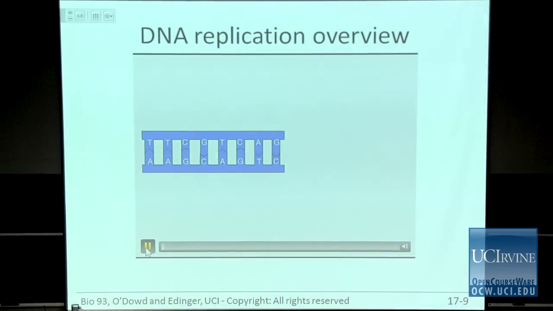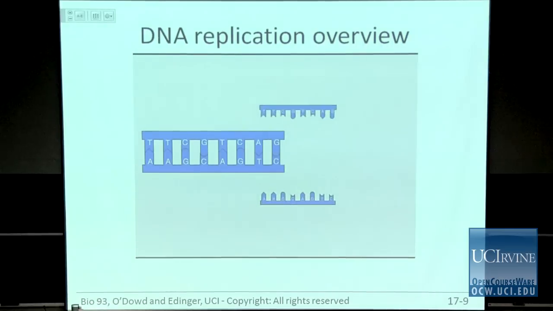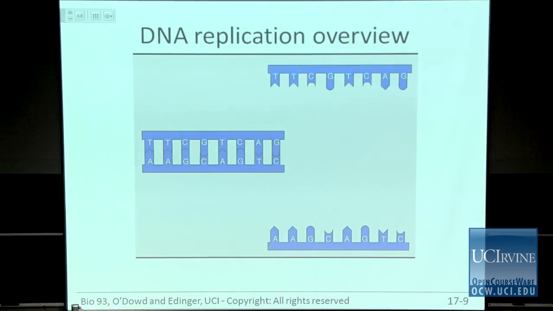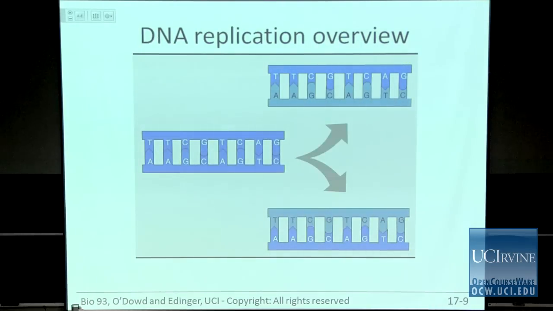In principle, copying DNA, a process called DNA replication, is very simple. The two complementary DNA strands separate, and because each nucleotide can only pair with its complement, adenine with thymine and cytosine with guanine, each strand can be used as a template to build a new complementary strand, producing two DNA molecules.